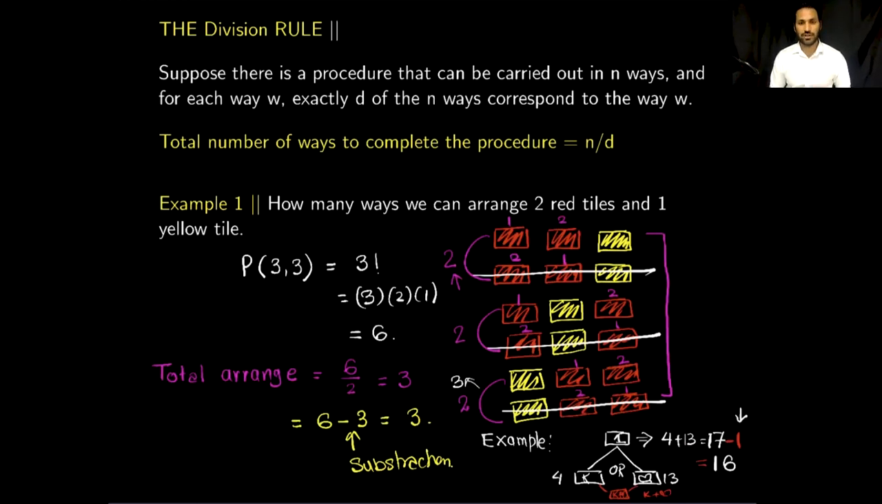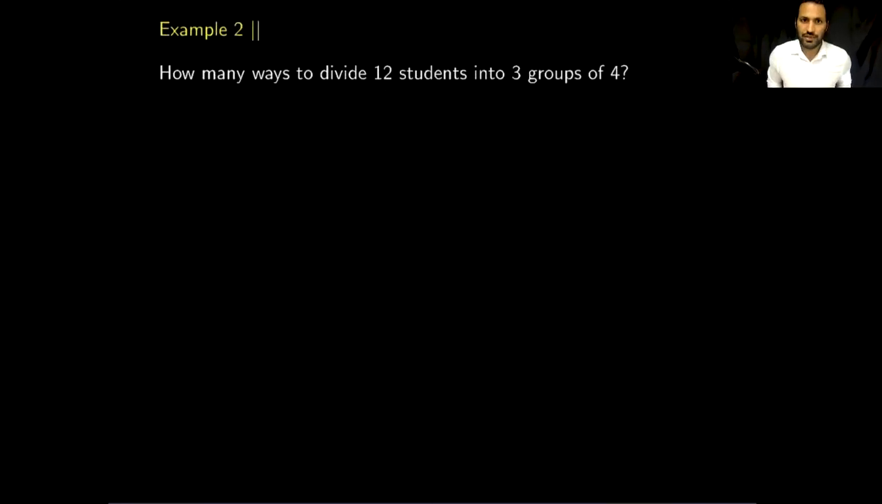It is a really important concept to understand the difference, because sometimes it is confusing when to use the division rule and when to use the subtraction rule. Now let's take a few more examples and try to understand this division rule in more depth. Our next example is: how many ways are there to divide 12 students into 3 groups of 4?